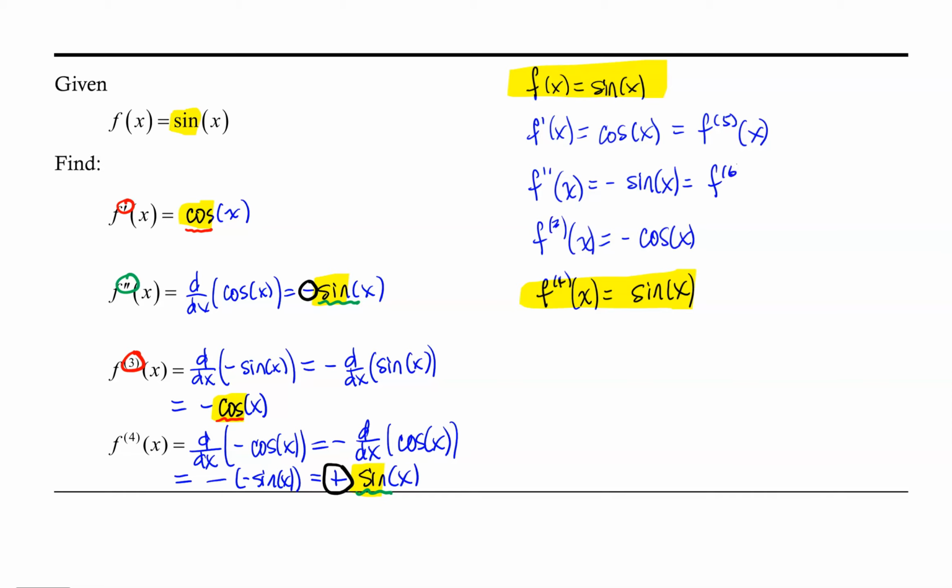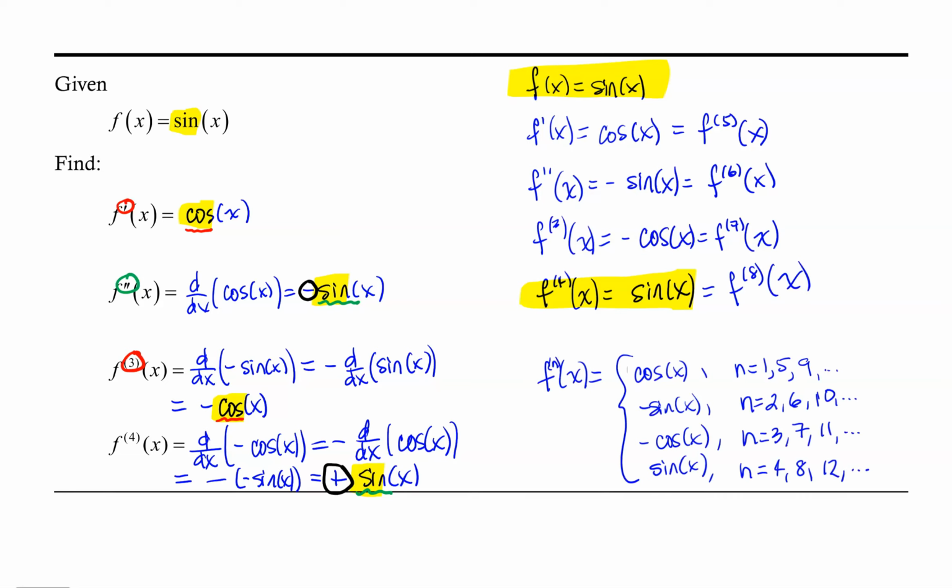The sixth derivative would be the same as the second derivative. The seventh derivative would be the same as the third derivative. And the eighth derivative would be the same as the fourth. And this pattern would just continue to repeat.